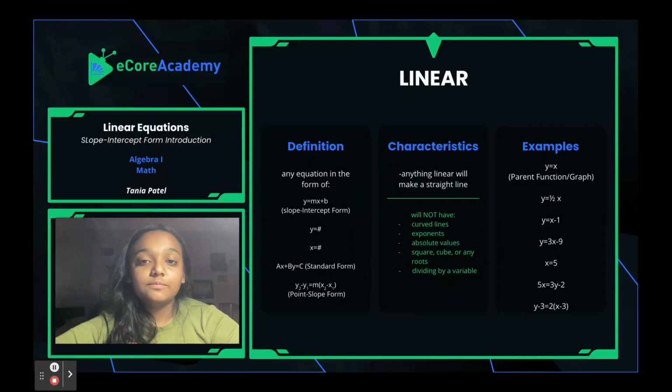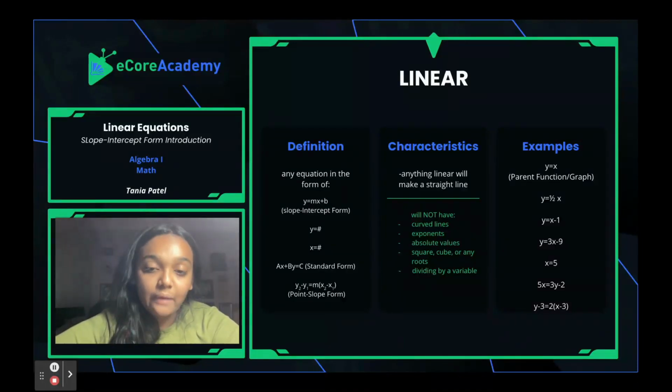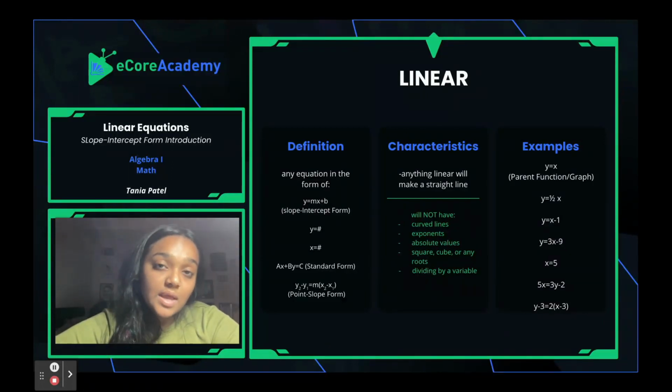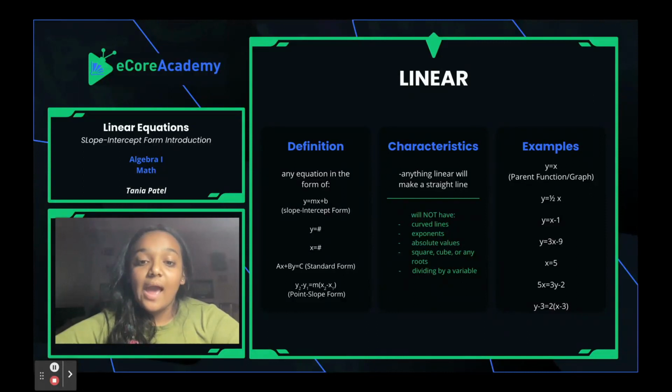It can also be in the form of y equals a number, x equals a number, ax plus by equals c, which is standard form, another form we will be covering later on, and y subscript 2 minus y subscript 1 equals m times x subscript 2 minus x subscript 1. Tongue twister there, which is the point-slope form, and that is also one that we will be covering in this unit, chapter, whatever you want to call it.